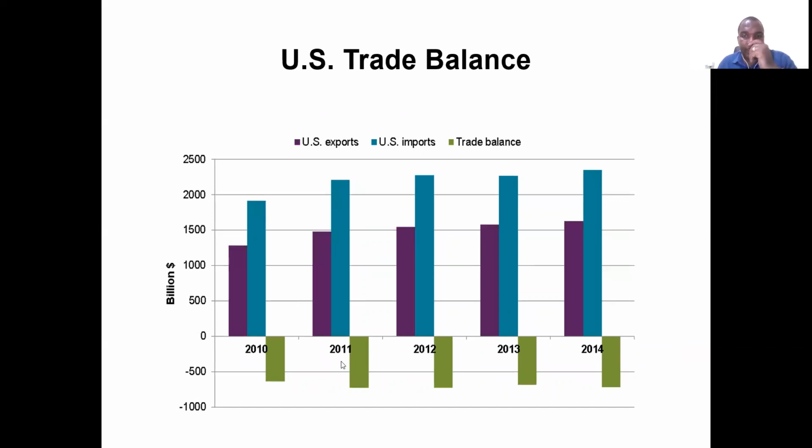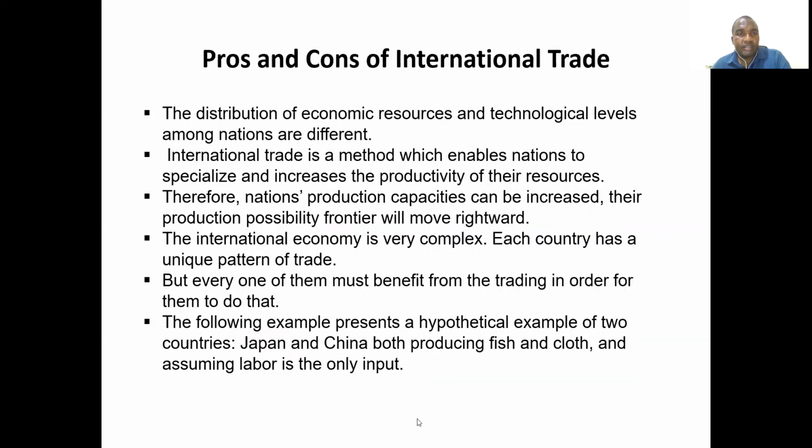So the US trade balance has been in deficit 2010, 2011, 2012, 2013, and 2014. It's been in deficit all those years. You can check for the recent figures up to 2021. I think it's still in deficit. And then the pros and cons of international trade. It's a method where countries specialize and they increase their productivity, facilitating the exchange of goods and services between them.